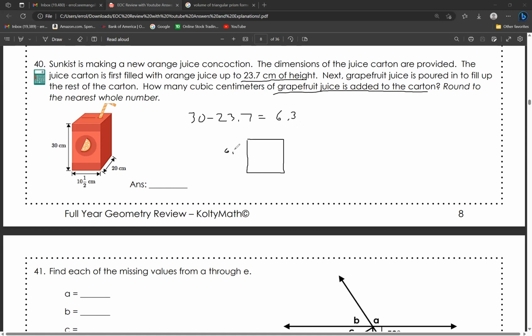So let's draw a new box with 6.3 height. This is 6.3 height. This is still 10.5. And this is still 20. It should be three-dimensional, I drew it in two dimensions. So now what do they want? How many cubic centimeters of grape juice is added to the carton? So would you just find the volume there? Yeah, exactly. So 6.3 times 10.5 times 20.